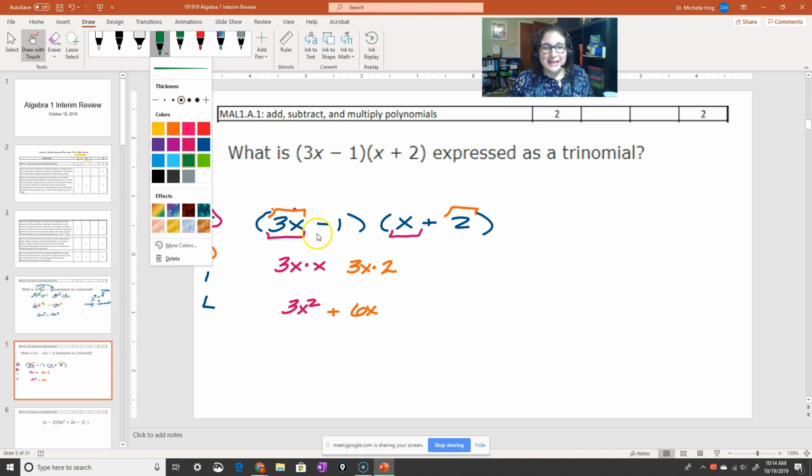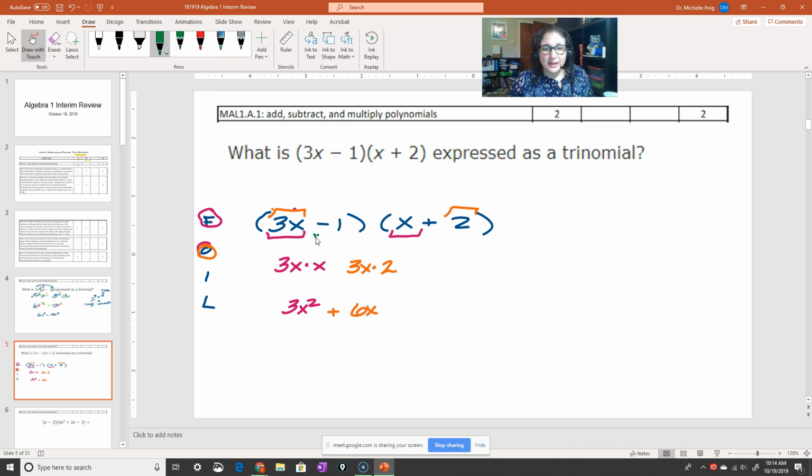Then I've got my I, which stands for the inside. So that's this -1 and this x here. So I'm just going to write -1 times x. And that'll give me -x. You could write -1x, but it's not really proper math, so you typically wouldn't write it.